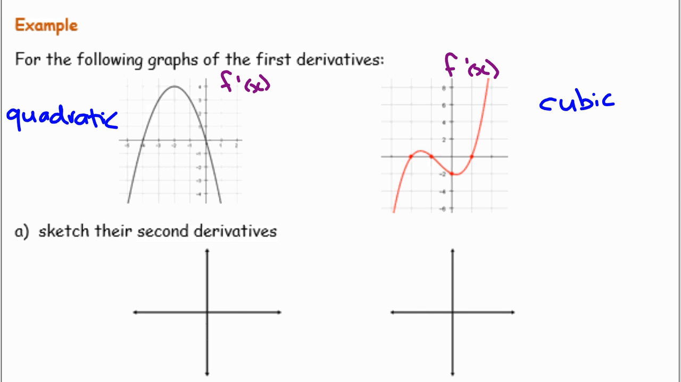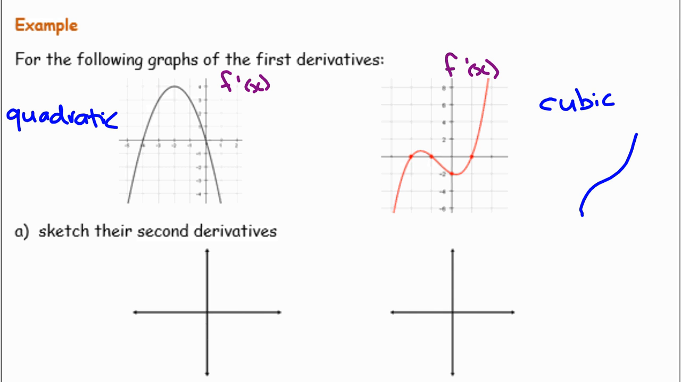Notice the reason why you can also tell that it's a cubic: what's the highest power of x in a quadratic? 2. How many turning points does it have? One. Yep. What's the highest power of x in a cubic? 3. And how many turning points can it have? 2. That's pretty awesome. A cubic can also have just a point of inflection as well, but it's possible for it to have 2.